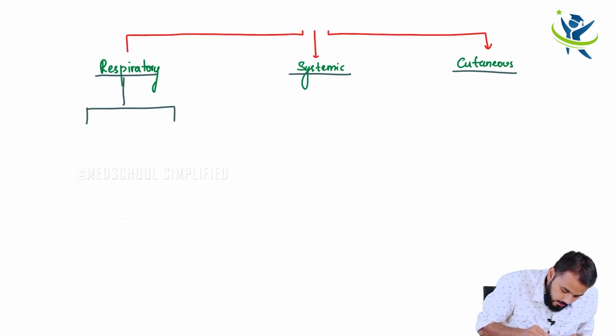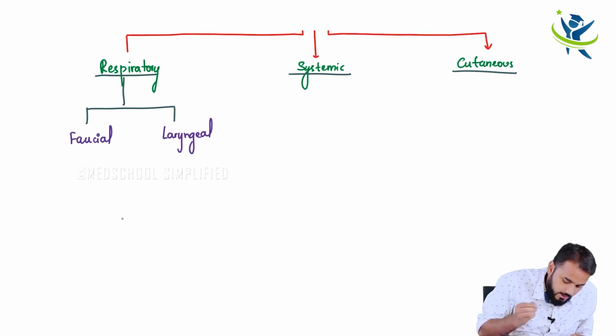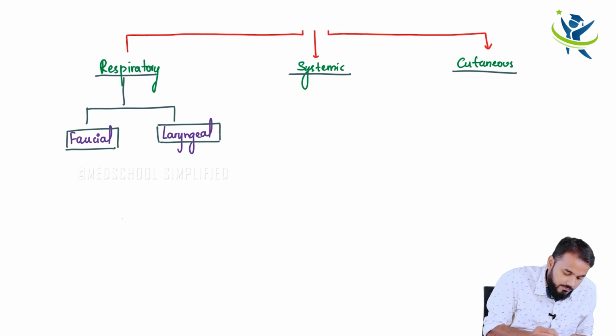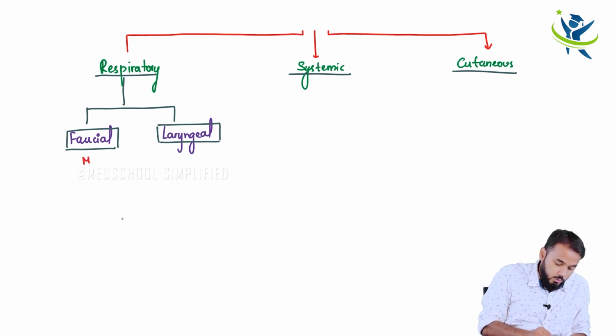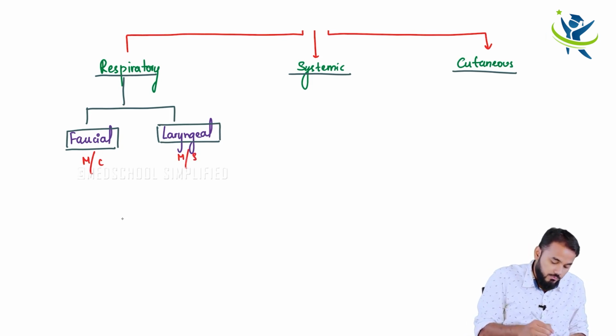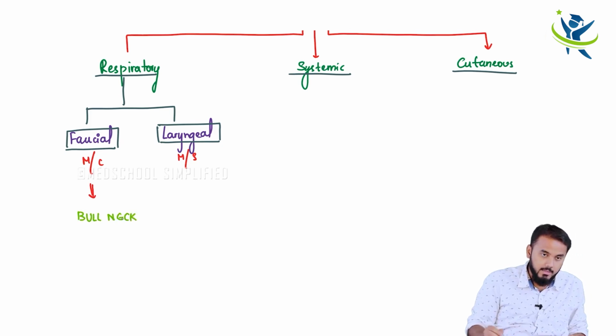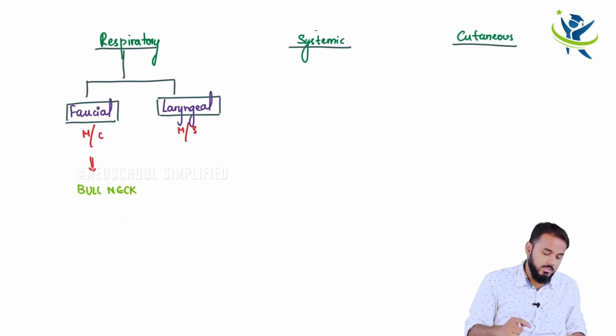Look here now, it will cause laryngeal diphtheria and it will cause facial diphtheria. Keep in mind one thing, guys: out of these two, facial diphtheria is the most common and laryngeal diphtheria is the most severe form. Facial diphtheria is going to result in bull neck. I'll show you bull neck in a minute, but trust me that facial diphtheria is causing bull neck.